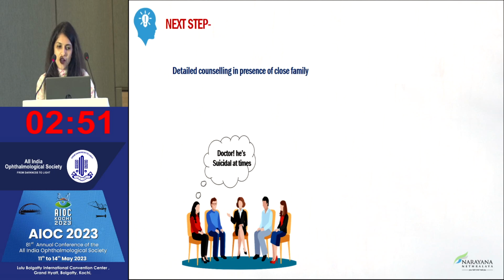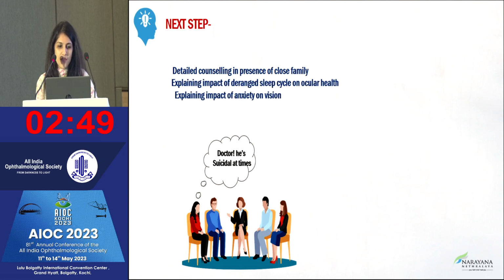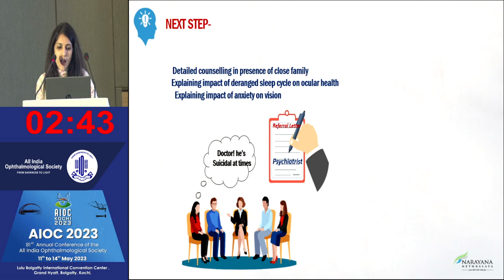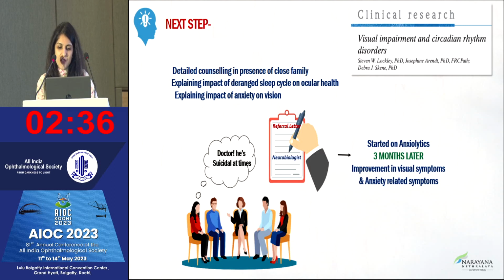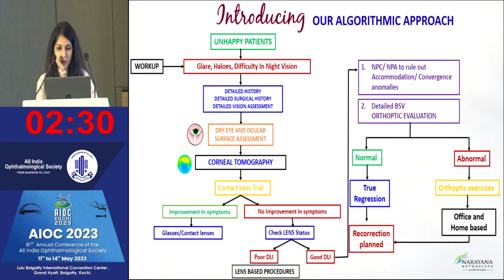So he was subjected to a detailed counseling in the presence of close family, explaining the impact of a deranged sleep cycle on the ocular health and the impact of anxiety on vision. And we referred him to a neurobiologist for the same, and he was started on anxiolytics. After 3 months, he gave history of improvement in the visual symptoms as well as the anxiety-related symptoms.